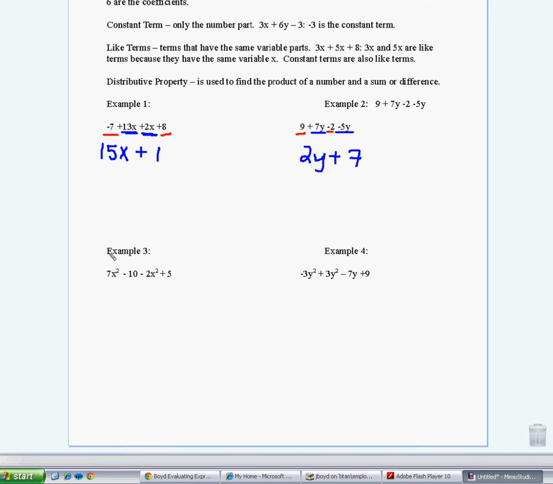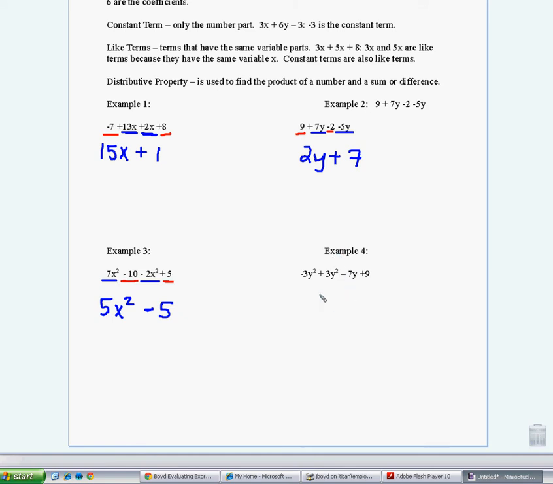Another example, this time we have x squared. So my x squared and my x squared are alike. Okay, they both have x, they both have the same power. Those are considered like terms. So I have 7x squared minus 2x squared. That gives me 5x squared. Then I'm going to move to my constants. I have negative 10 and 5. Negative 10 plus 5 is going to give me a negative 5. And I have simplified my expression.